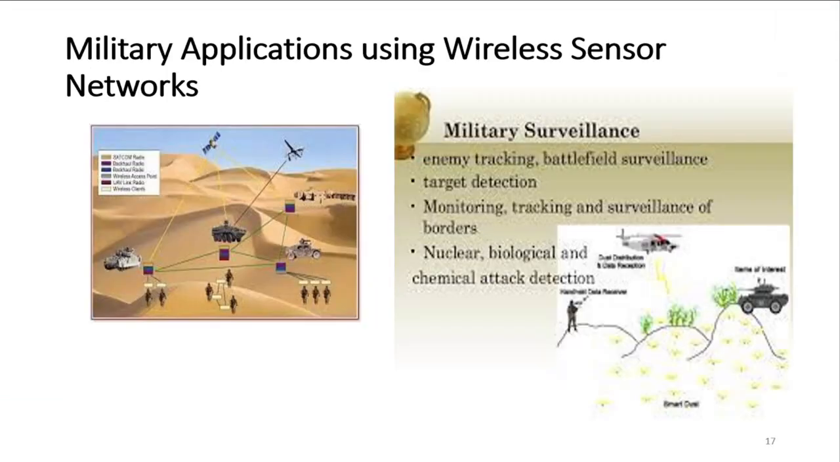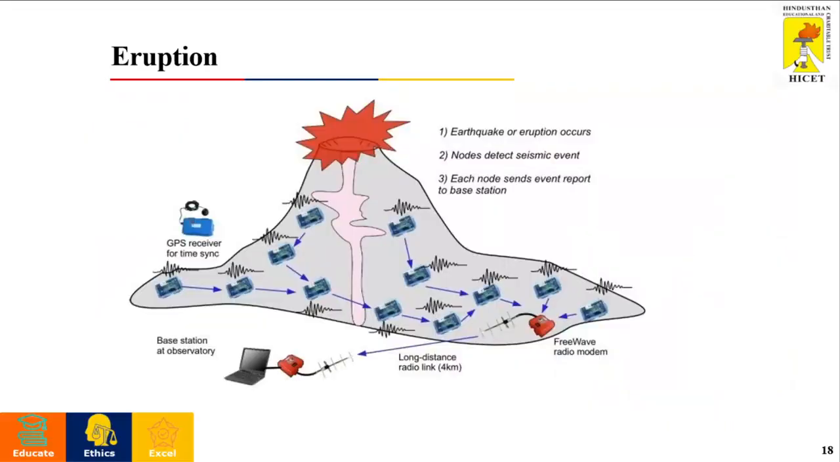Another general application is the military application of wireless sensor networks, where enemy tracking and battlefield surveillance are possible. We can also do target detection, monitoring and tracking for surveillance of borders, and nuclear, biological and chemical attack detection. Then there is earthquake detection: nodes detect the seismic event and each node sends an event report to the base station.